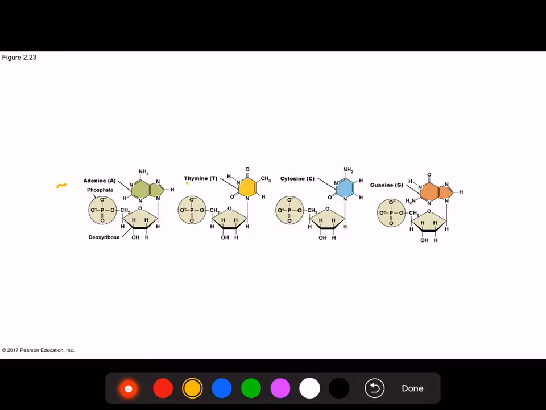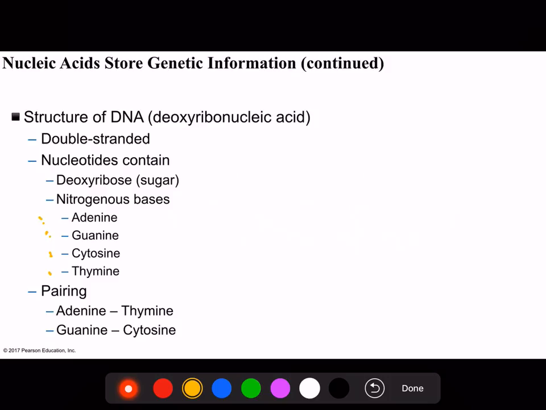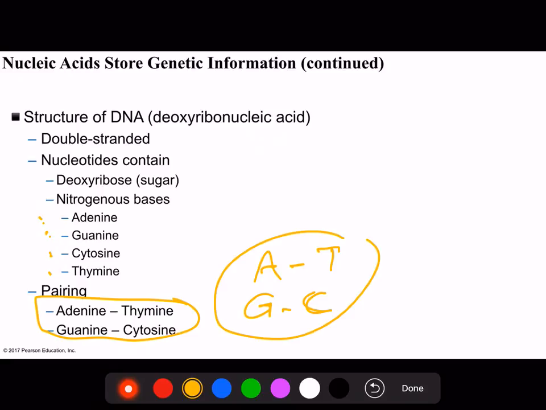Adenine, thymine, cytosine, guanine. Of course, I'm not requiring you to know these chemical structures, okay? But know the names. You need to know the names and also know the pairing, that adenine is always going to pair with thymine. Guanine is always going to pair with cytosine. What does this mean?